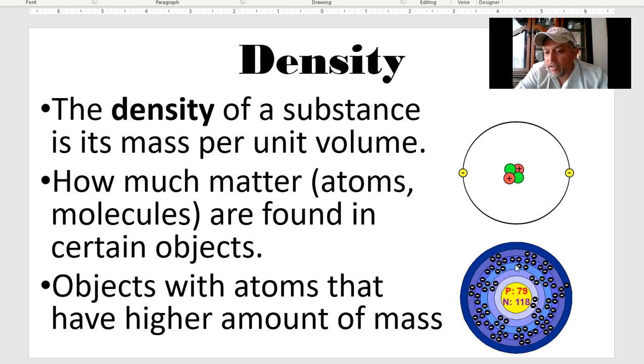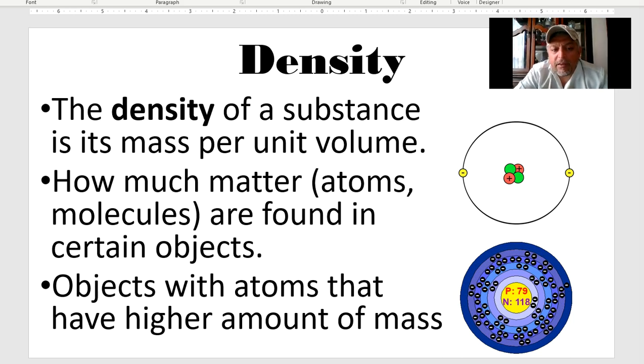But take a look at gold. This is only one atom. And gold has 79 protons, but it also has 118 neutrons. So if you add them up, that will be 197. Yeah, 197 AMUs, and it's only one atom, right? So of course this one is going to have a lot more mass. This is an atom of gold, which is a lot heavier. It will have a lot more density than one atom of lithium, which only has 4.